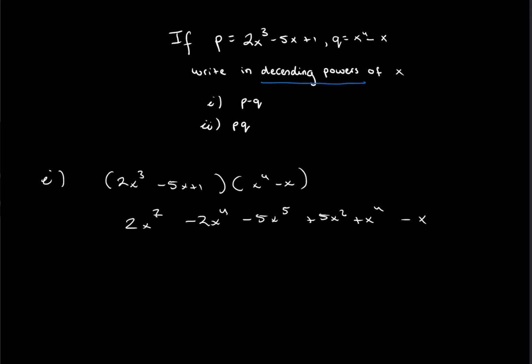Now we have to sort it out in descending powers of x. Again, let's try and do it. 2x to the power of 7 minus 5x to the power of 5 minus 2x to the power of 4 plus x to the power of 4 will give us minus x to the power of 4, plus 5x to the power of 2 minus x. And that will give us our final answer, and we would get full marks.